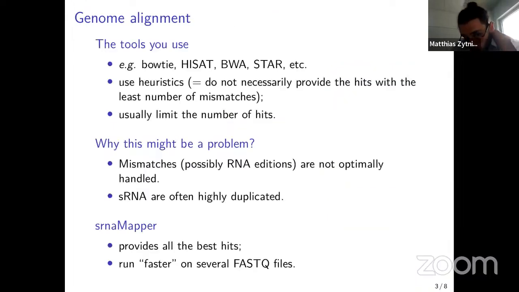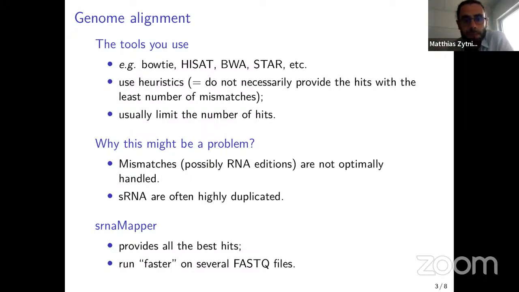So the first one is the genome alignment. I guess you may use tools, for instance, Bowtie, BWA, HISAT, STAR, and so on. They are very efficient tools and they work fine, but still they use heuristics, meaning that they won't necessarily provide you all the hits with the minimal number of mismatches. They might miss hits or give you something suboptimal in very few cases, but sometimes it happens. And sometimes they also limit the number of hits that you may have. For instance, they will give you one possible location, but not all the locations.